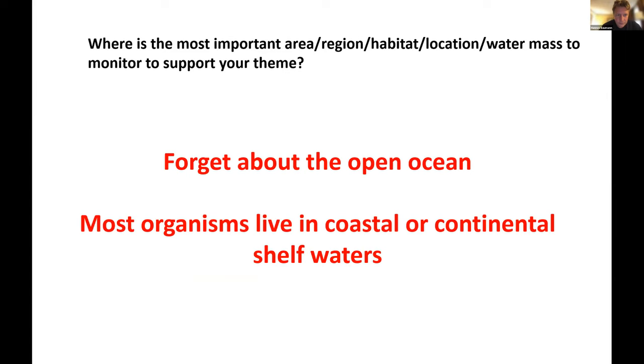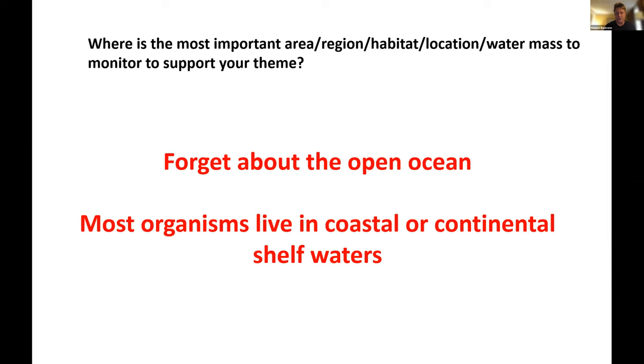A little provocative: forget about the open ocean. Of course, we cannot forget about the open ocean, but if you talk about organisms, you have to say that most of what humans care about, the commercial fish species, their productivity and well-being, and the resiliency of these ecosystems, is happening on the continental shelf waters. So this is where most of our focus should probably be.